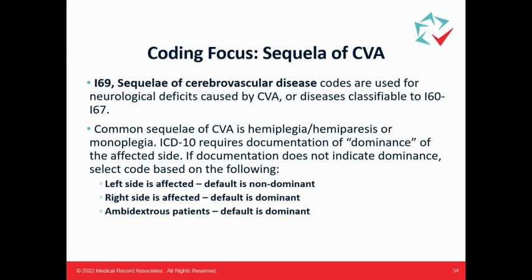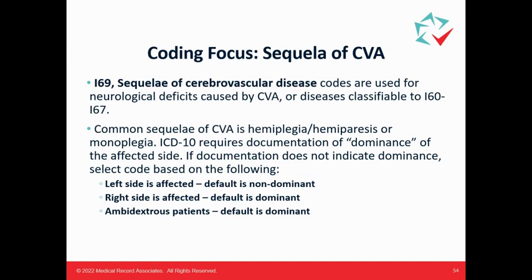All right, so let's talk about sequela of a CVA. I-69 category is the category for sequela of cerebrovascular disease. Codes are used for neurologic deficits which are caused by the CVA or diseases classifiable I-60 through I-67. So we do have common sequela, right, of a CVA, which is hemiplegia or hemiparesis or monoplegia, which does require dominance of an affected side.